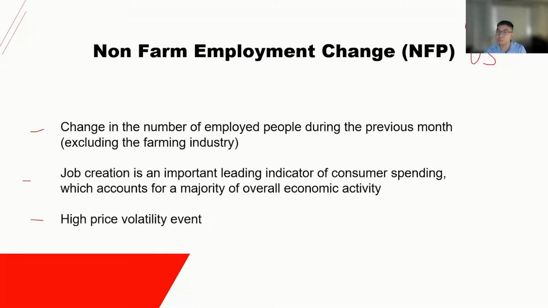So the NFP report provides 2 pieces of information: the number of new jobs created in the previous month and the unemployment rate. The number of new jobs created is a crucial indicator of economic activity, as job growth typically leads to increased consumer spending and overall economic growth. The unemployment rate, on the other hand, provides a measure of the health of the labor market and can influence central bank policy on interest rates.